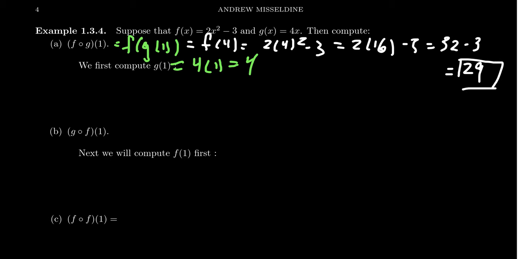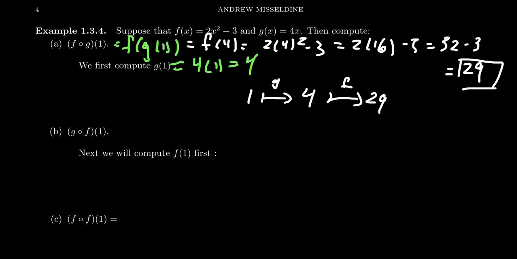What that means is we have our machine g, we start off with 1. It then transforms that into 4. And then that gets transformed into 29 via the function f. When we put these things together, that's what we're doing here. We just do one operation after the other. In the other direction, what if we did g of f of 1? What if we switch the order of the machines?